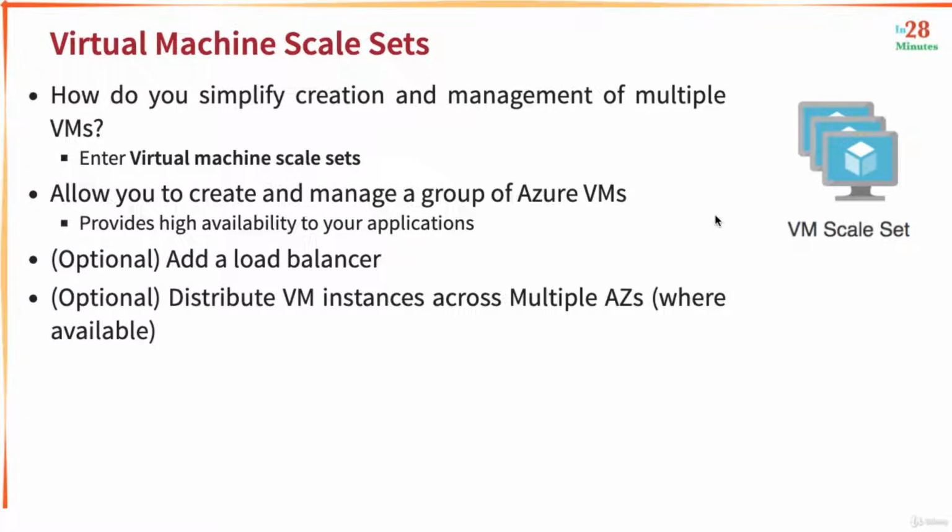As we discussed earlier, not all regions have multiple availability zones. Wherever you have multiple availability zones, you can use a scale set to distribute your VM instances across multiple availability zones.